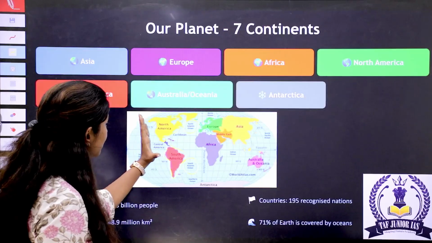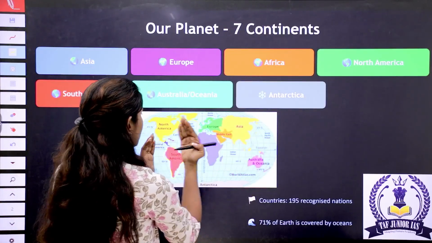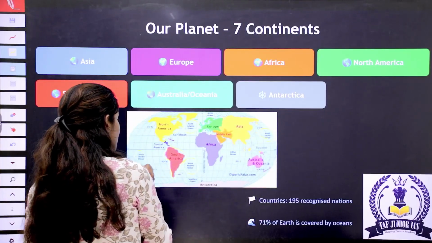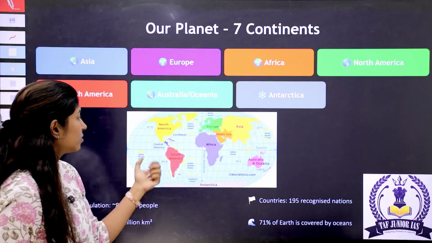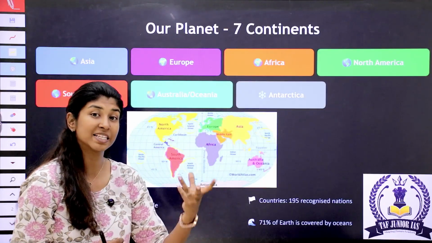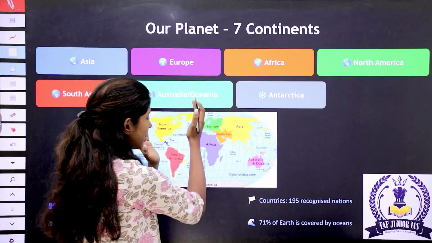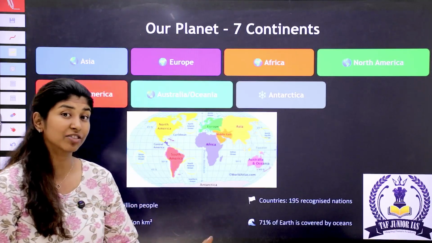Right? Now, between America and Asia, if you see, the full part is covered by the Pacific Ocean. Here it's North Pacific Ocean, here it's South Pacific Ocean. So, between America and Asia, what is there? Pacific Ocean is there. Whereas between North America and Europe and Africa, there is the Atlantic Ocean. So, what is there here? Near us, we have the Indian Ocean.